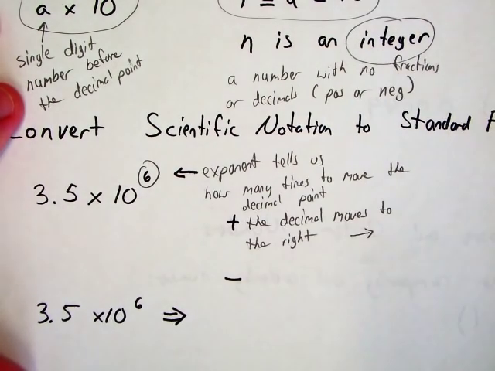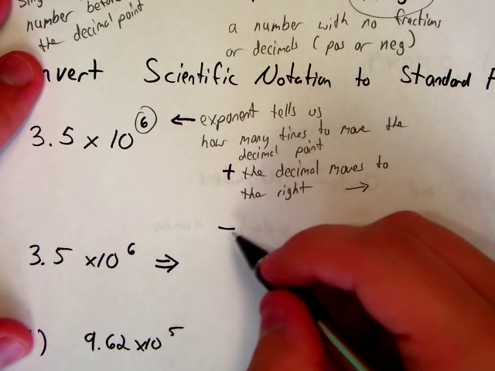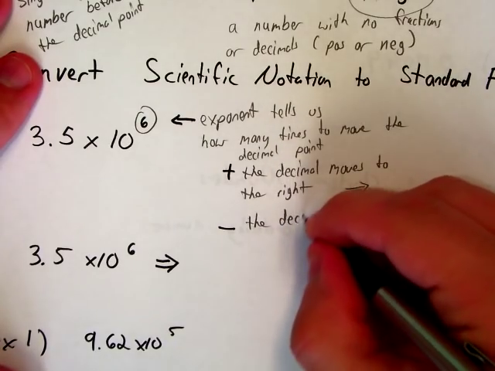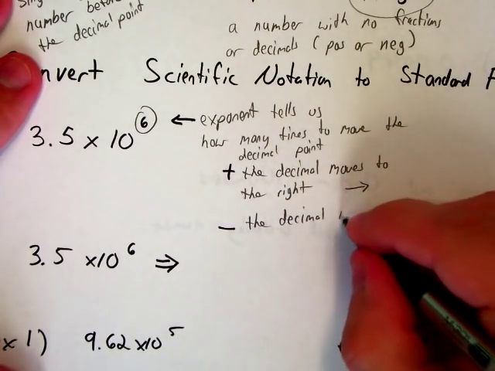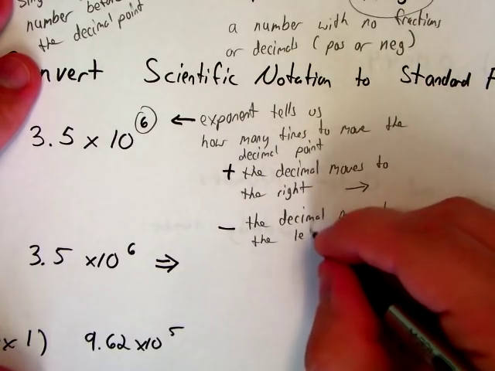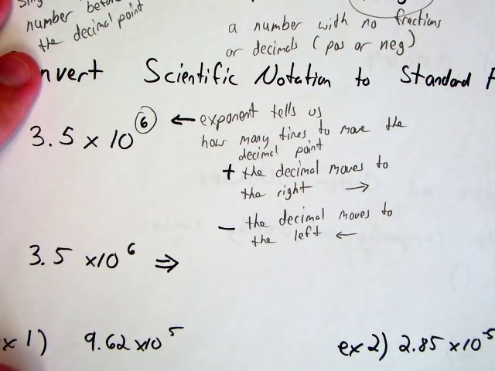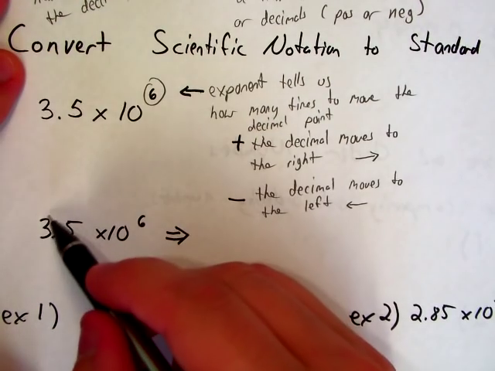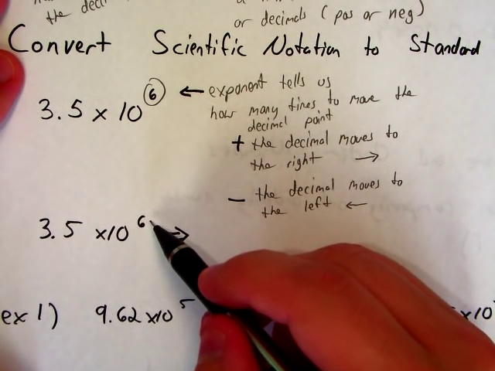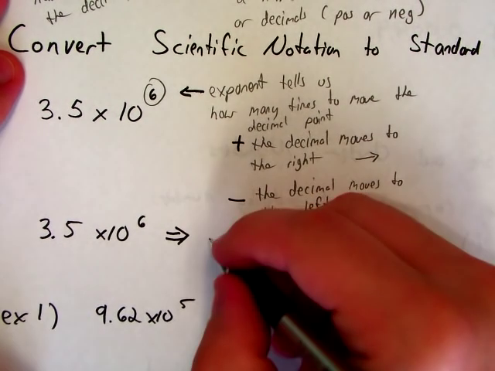So in this direction. If the exponent is negative, the decimal moves to the left, in that direction. So if we were to convert 3.5 times 10 to the 6th, the exponent tells us it's 6 places. It's positive, so it moves 6 places to the right.